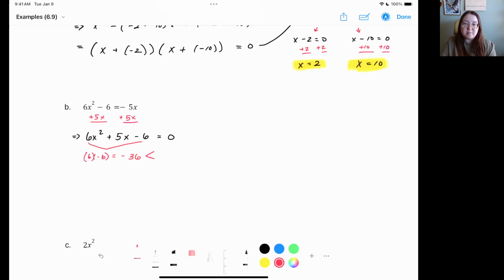Now the number in the middle, 5, is a positive 5, which means that the bigger number is positive. So this is going to separate into 9 and negative 4.